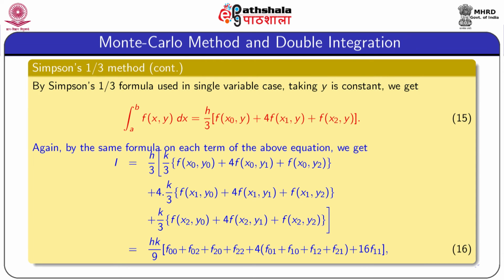Now, applying the same formula on each term of the above equation, we get the following equation, equation number 16. Note that I equals h into k by 9 into [f00 plus f02 plus f20 plus f22 plus 4 into (f01 plus f10 plus f12 plus f21) plus 16 into f11]. So this is the Simpson one-third formula to calculate the double integration, and the number of subintervals is taken as 2 for x and 2 for y.